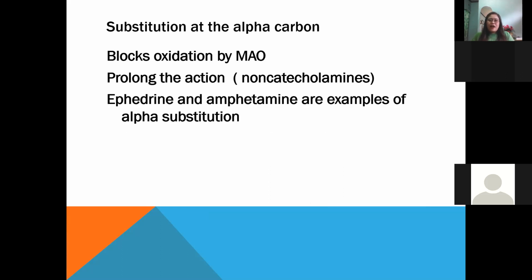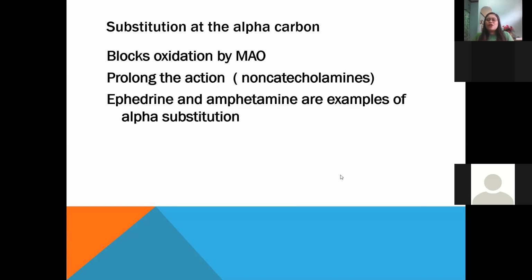So what will happen to a drug if it has a substitution at the alpha carbon? Any substitution, whether a methyl, an ethyl, or an isopropyl, as long as there is a substitution on the alpha carbon, will block oxidation by MAO. So that the drug is not recognized by MAO and not degraded or metabolized by the enzyme monoamine oxidase, we put a substituent on the alpha carbon. Since it is not recognized by MAO, it can prolong the action of the drug, for non-catecholamines.